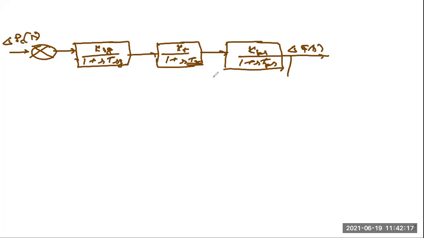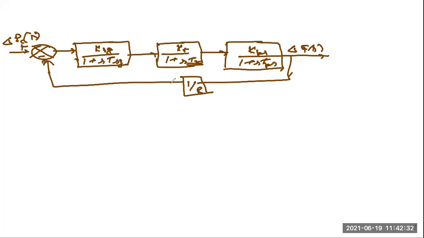Now from here, we'll take the feedback. This is your 1 by R. And this is your positive input, and this is your negative input. So this is your block diagram. When the case is delta PDS equal to 0, and delta PCS, there is a step change, delta PC by S.